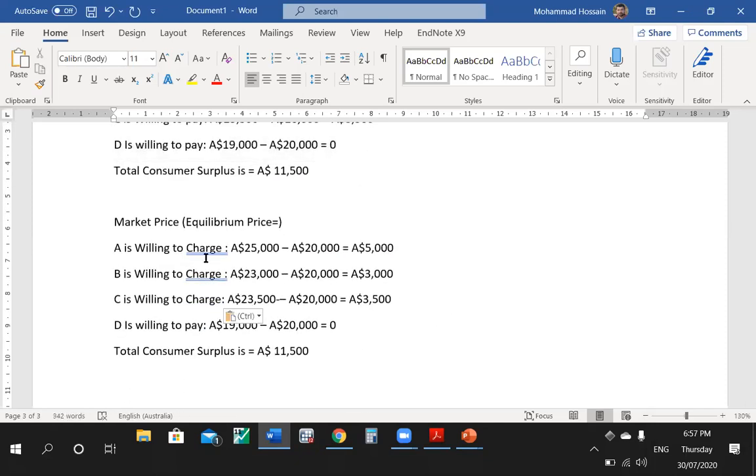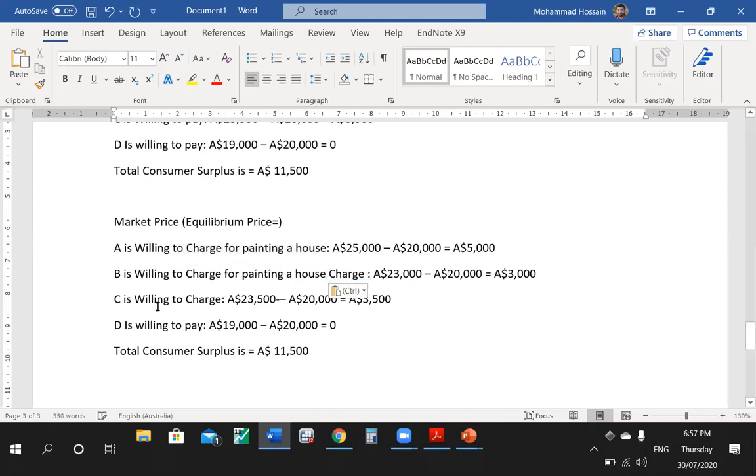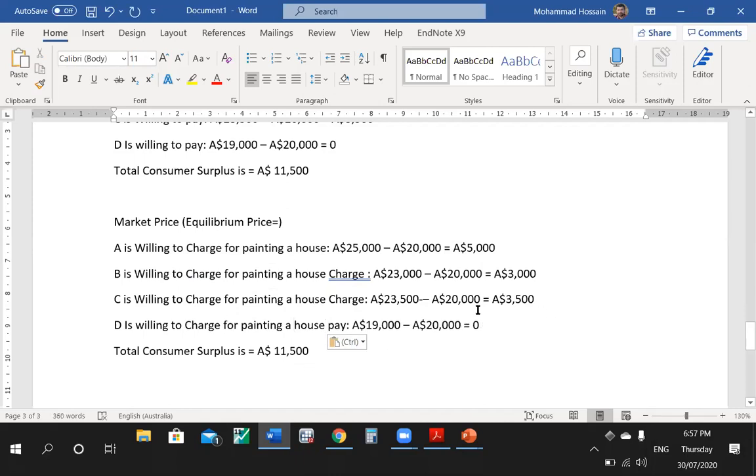So now you are going to look at what they are willing to charge for painting the house. The same thing comes up here now: how much they're willing to charge and how much they're actually being charged. The same thing will come up.